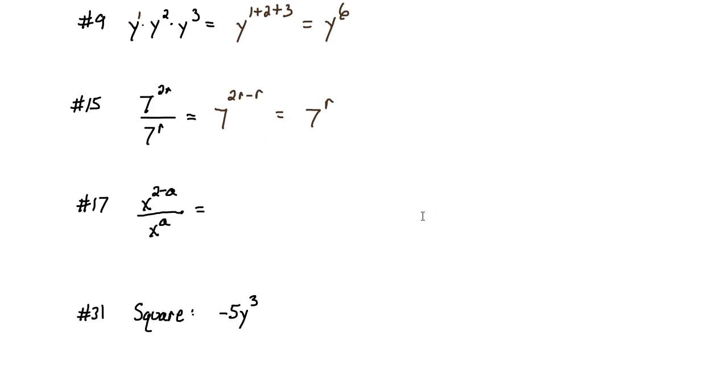Number 17 is another division problem. And again, the bases are the same. The base is x, the base is x. Just like how in the last one, the base was a 7 both times. So you keep the base and subtract the exponents. I'm taking the exponent from the numerator and subtracting the exponent from the denominator. This makes x to the 2 minus 2a, because negative a and another negative a is negative 2a.